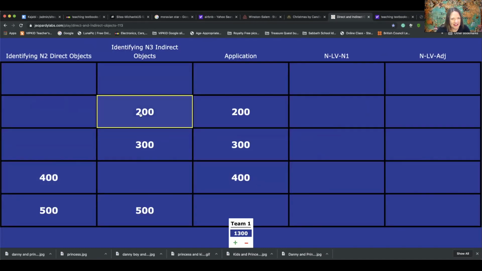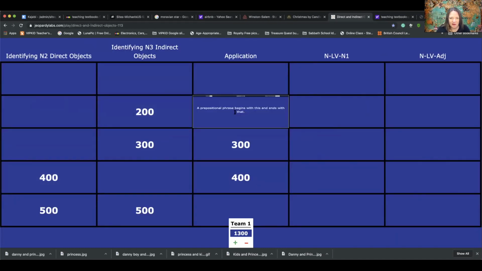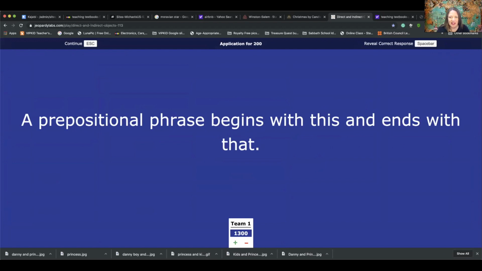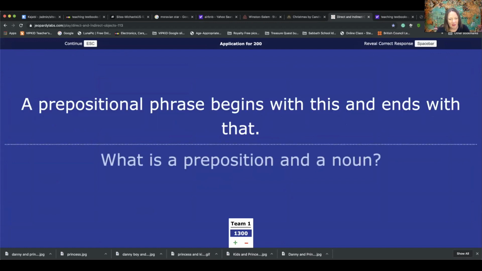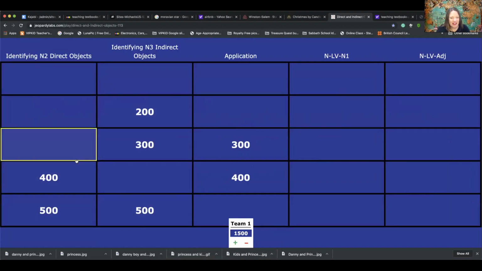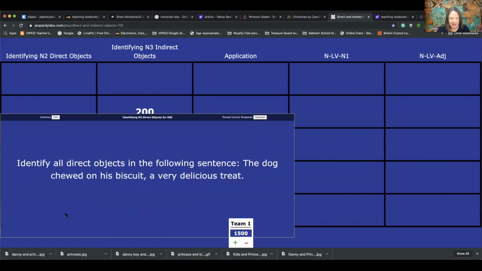Let's see. What about application for 200? A prepositional phrase begins with this and ends with that. What is a preposition and a noun? And I didn't add points for the last one. Forgot. So don't forget to do it when you play this game, because it's too late now for me to add them.